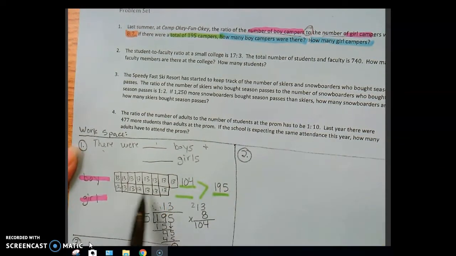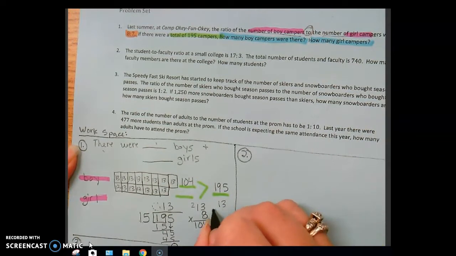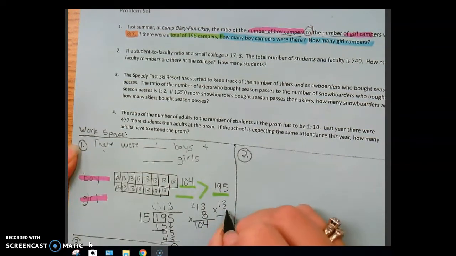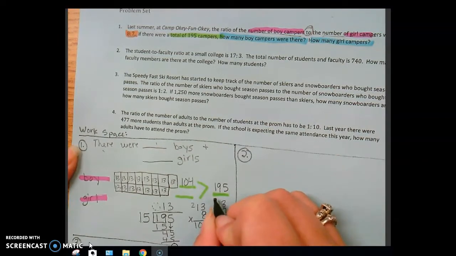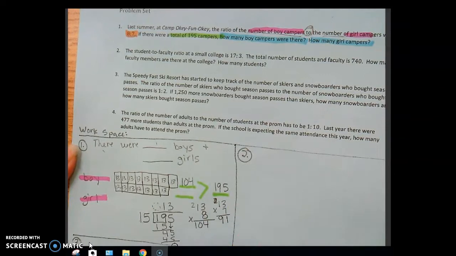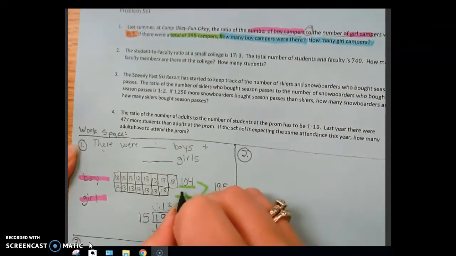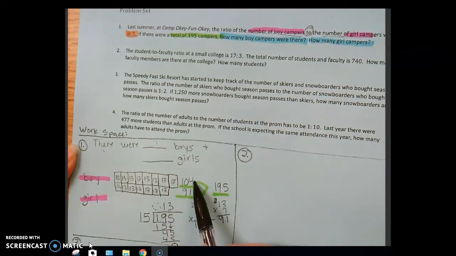And then I need 7 groups of 13 girls. So 7 groups of 13. 7 times 3 is 21. Carry the 2. 7 times 1 is 7, plus 2 more is 9. That's 91. Then, just to be sure, does 104 and 91 get me my total campers that I started with, 195? 4 plus 1 is 5. 9 plus 0 is 9. 1 plus 0, 195. It does.